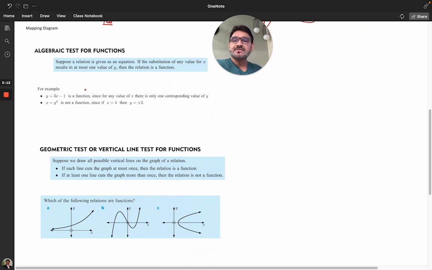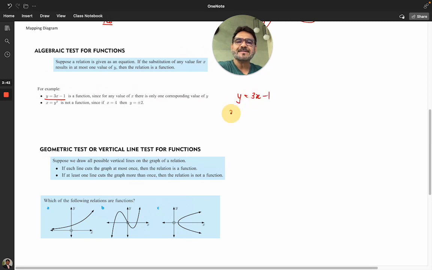Algebraic test for functions. Suppose a relation is given as an equation and you have to decide whether it's a function or not. For example, if I give you this, they ask you, is it a function? How do you do that? What you do is you substitute. If the substitution for any value of x results in at most one value of y, the relation is a function. So for one value of x, you must get one value of y, basically. That's it. So remember that. So y is equal to 3. So take any value of x. So suppose you've been given this.